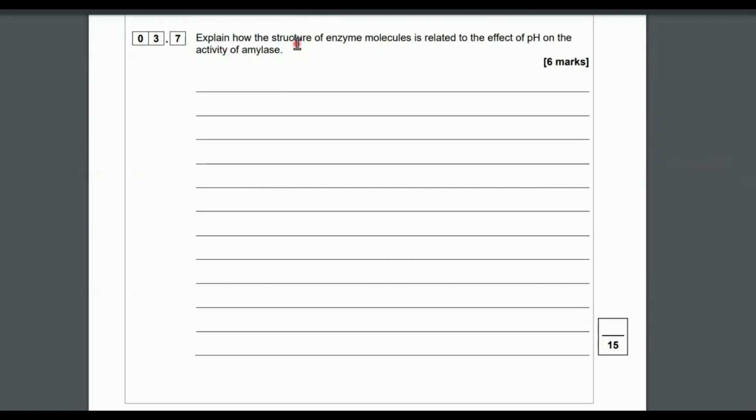Okay, 3.7. Explain how the structure of enzyme molecules is related to the effect of pH on the activity of amylase. So what we want to do here is talk about enzymes. Enzymes are proteins. They have an active site. Hopefully I'm going to draw some diagrams as well so you guys can see. Right, that's an enzyme. It's got an active site.